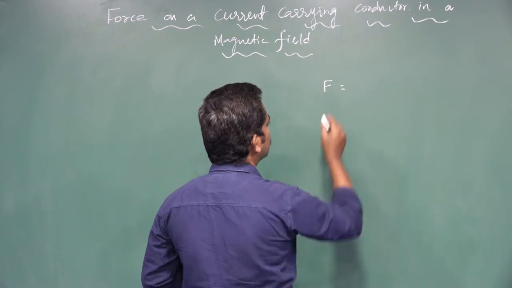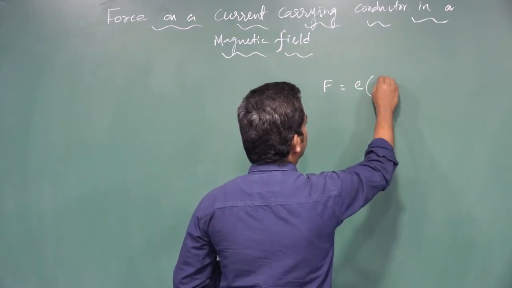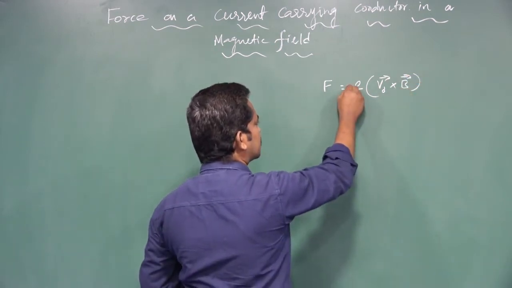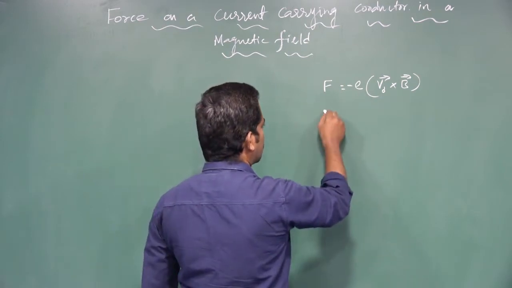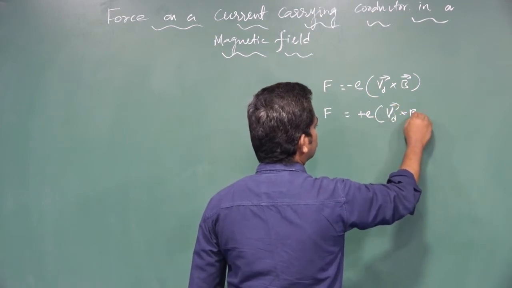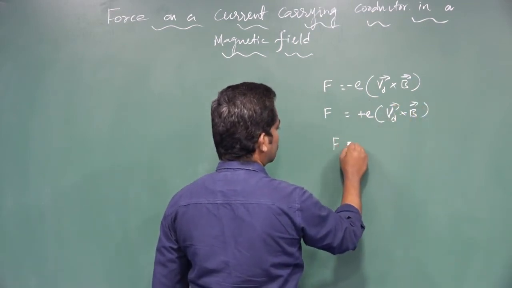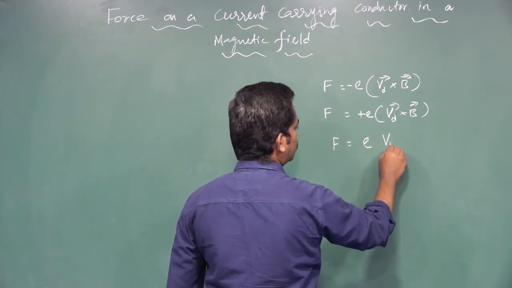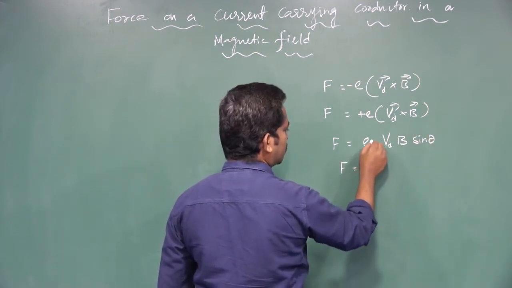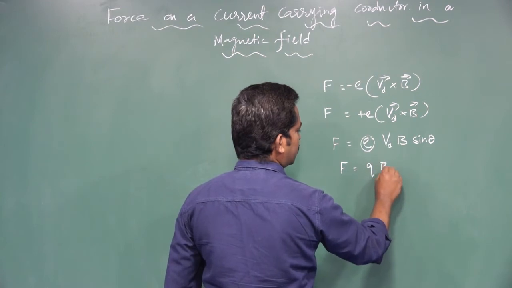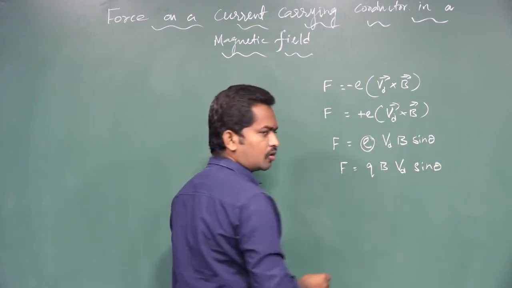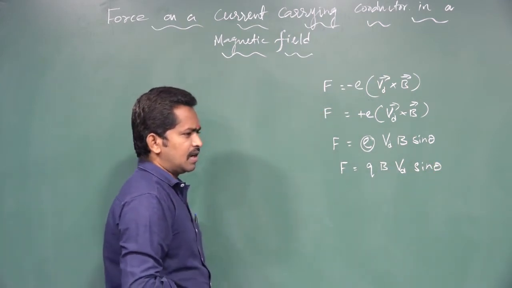F is equal to e into Vd vector cross B vector. If the charge is negative, which means an electron, the sign is negative. If the charge is positive, it is plus e into Vd vector cross B vector. The force F is equal to e Vd B sin theta, which means F is equal to BQV sin theta, where Q is the charge, B is the magnetic field, and Vd is the drift velocity. So BQV sin theta is the Lorentz force.